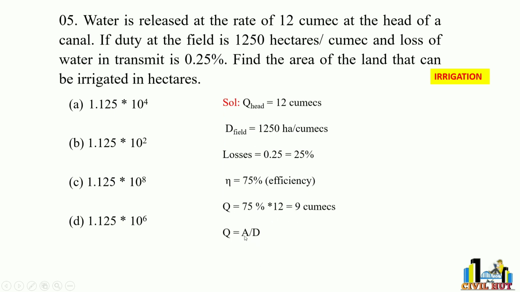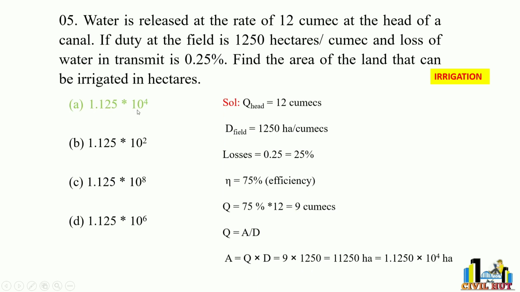Q equal to area by duty, so area equal to Q into duty. Q equal to 9 cumecs and duty equal to 1250 hectare per cumec, and cumecs cancel. 9 into 1250 equal to 11,250 hectares, which is 1.125 into 10 to the power of 4 hectares. Our option is A.